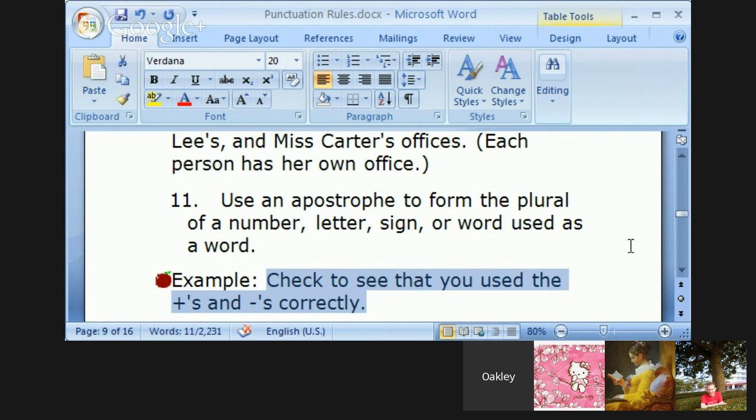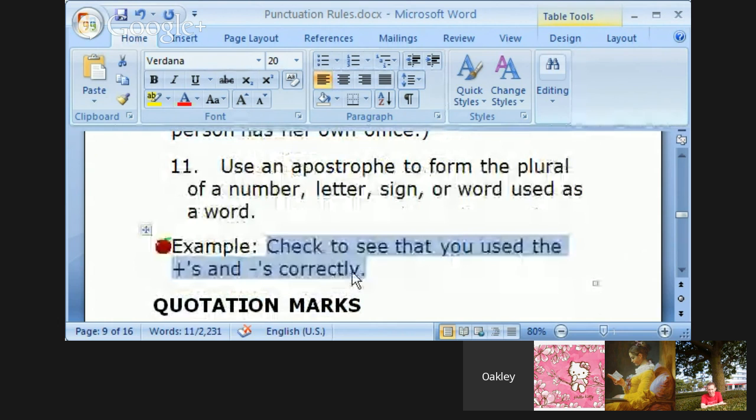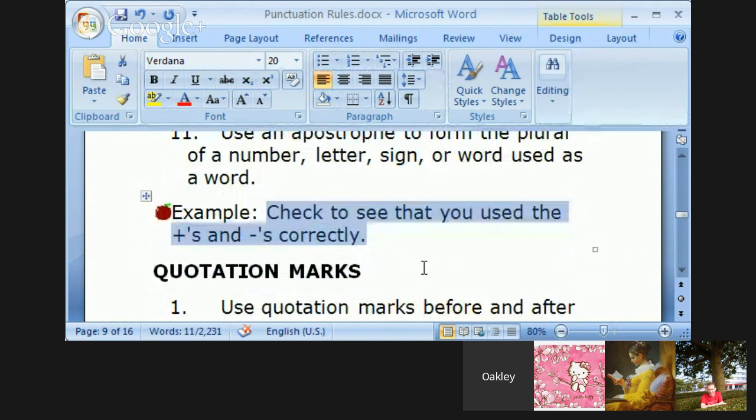Keiko? I will try. Yeah, go for it. Check to see that you used the pluses and minuses correctly. That is correct. That is perfect. So in this case, they're symbols. You're speaking what the symbol is called. Threes and fours. We were all at sixes and sevens. All right, so there you go. But when you speak it, you have to say the name of the symbol.